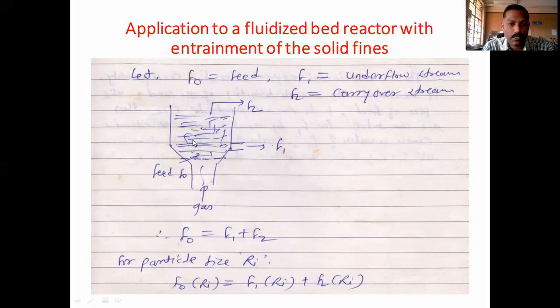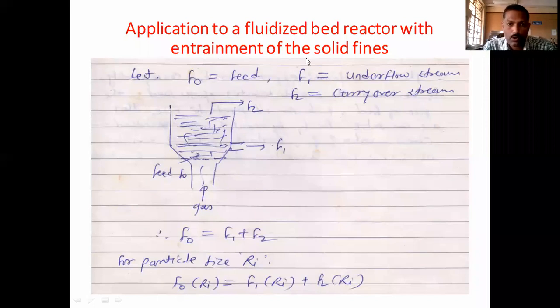Gas flows through the bed, and F0 is the feed. Then we obtain some entrainment, so solid fines are entrained. Here F2 is the carryover stream and F1 is the underflow stream. So what is the material balance? That is F0, which is equal to F1 plus F2.